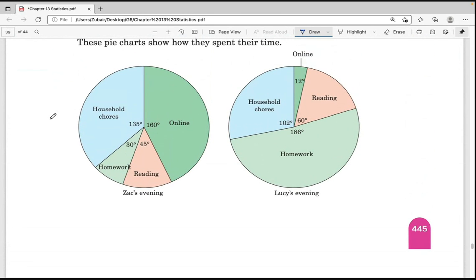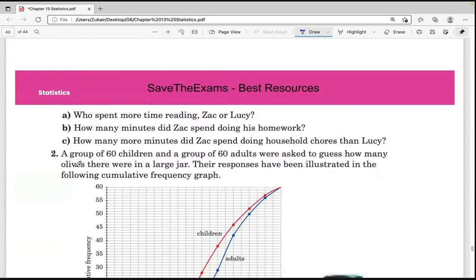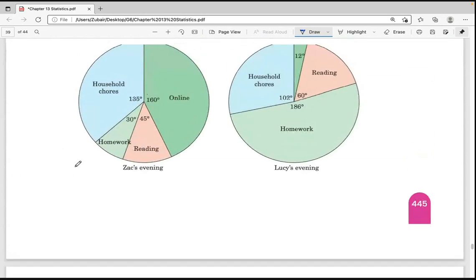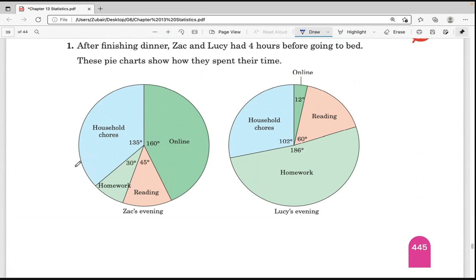Lucy. How many minutes did Zach spend doing his homework? It will be 30 over 360 times 4. This is in hours. If I multiply it with 60, it will give me the answer in minutes. Getting 20 minutes. Good.